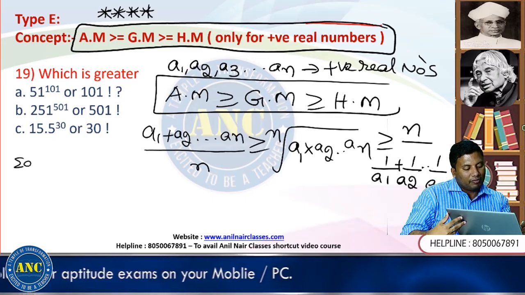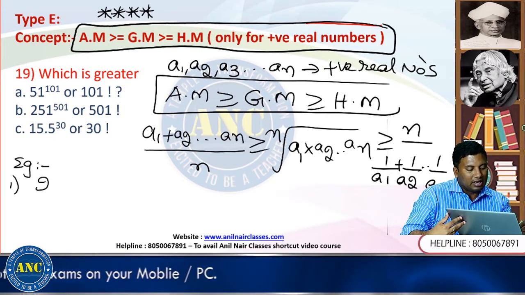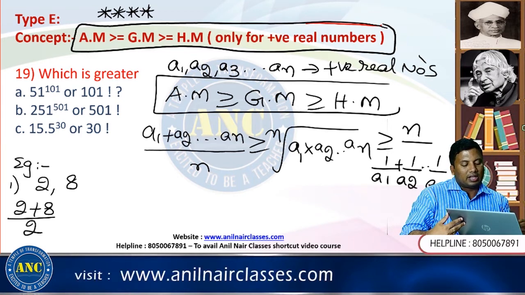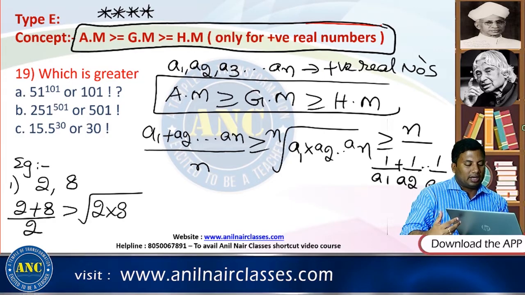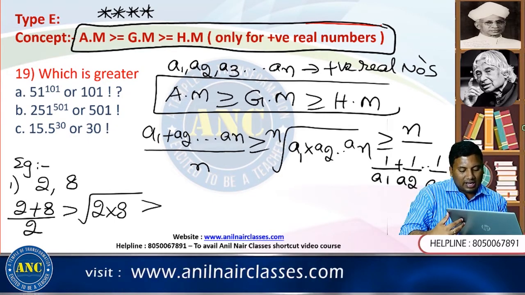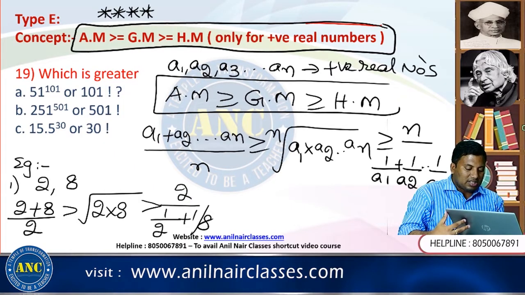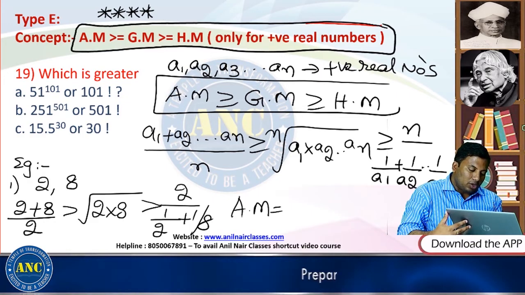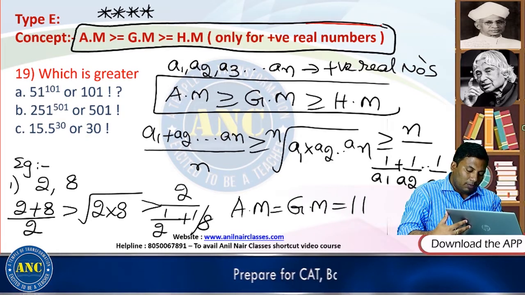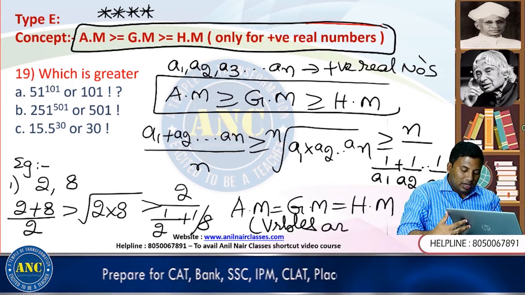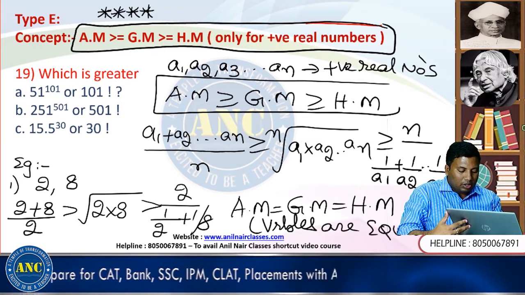You can take one example or two examples. Suppose 2 and 8. Arithmetic mean is the sum of the quantities divided by the number of the quantities: 2 plus 8, 10 by 2, 5. It is always greater than the nth root of the product, which is 4. It is also greater than harmonic mean, which is 2 divided by 1 by 2 plus 1 by 8. Always remember, arithmetic mean equals geometric mean equals harmonic mean only when the variables are equal.